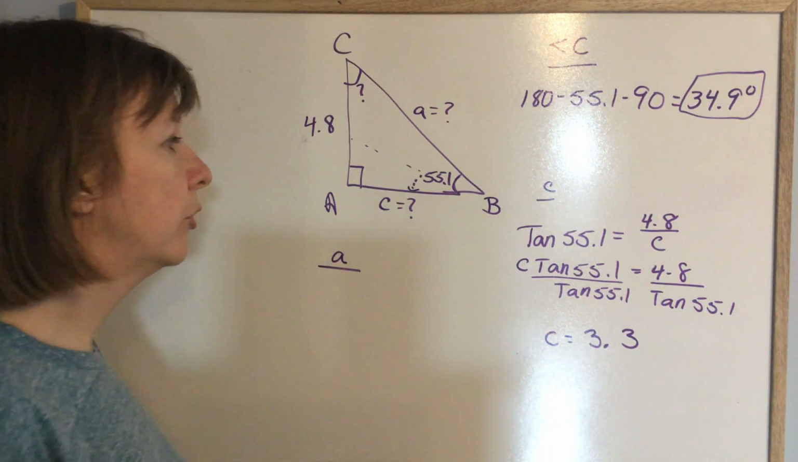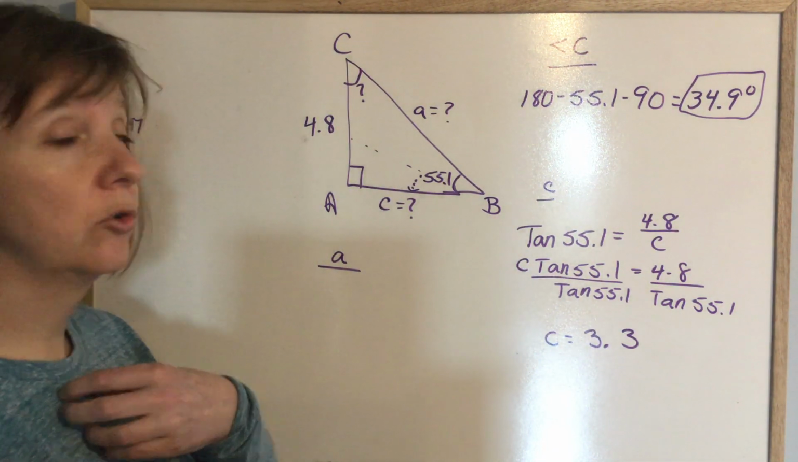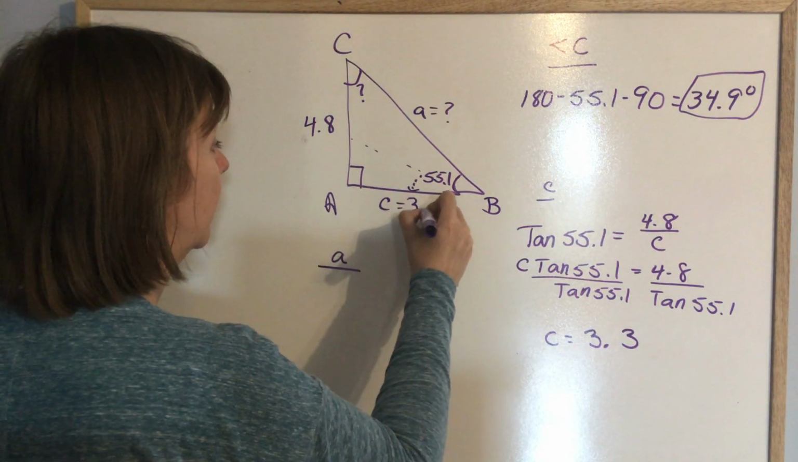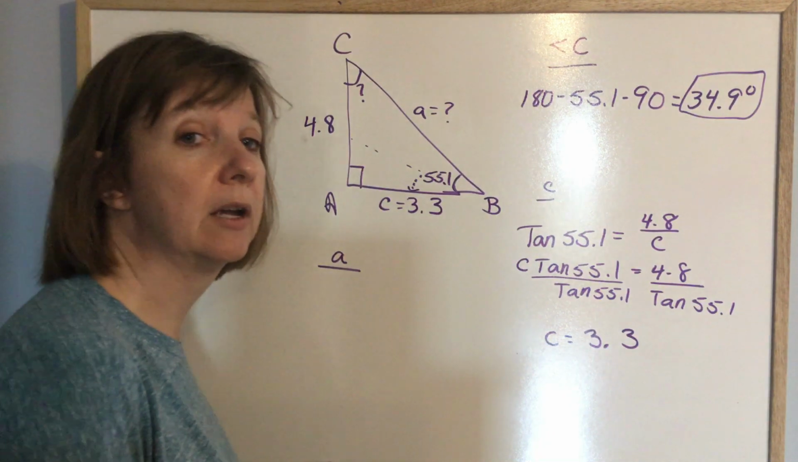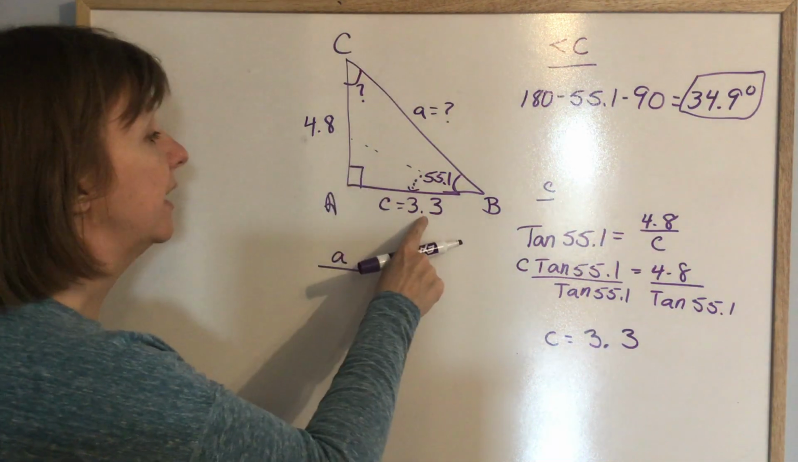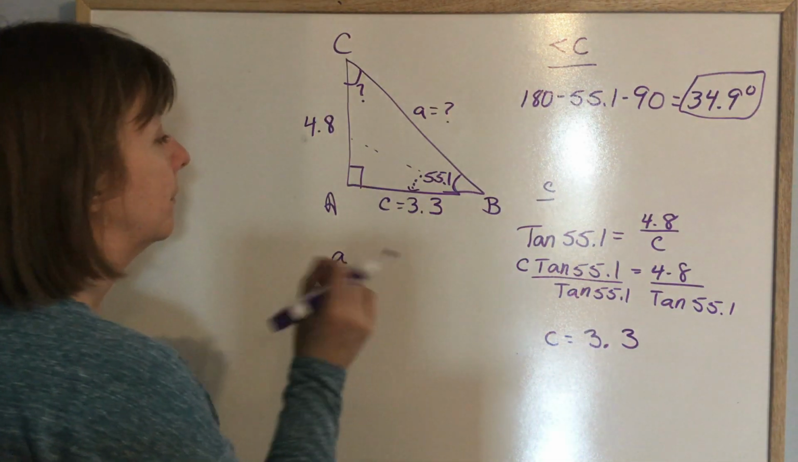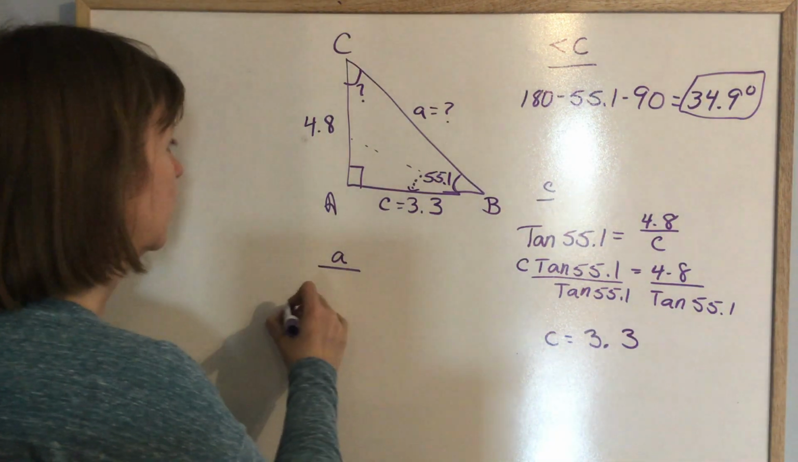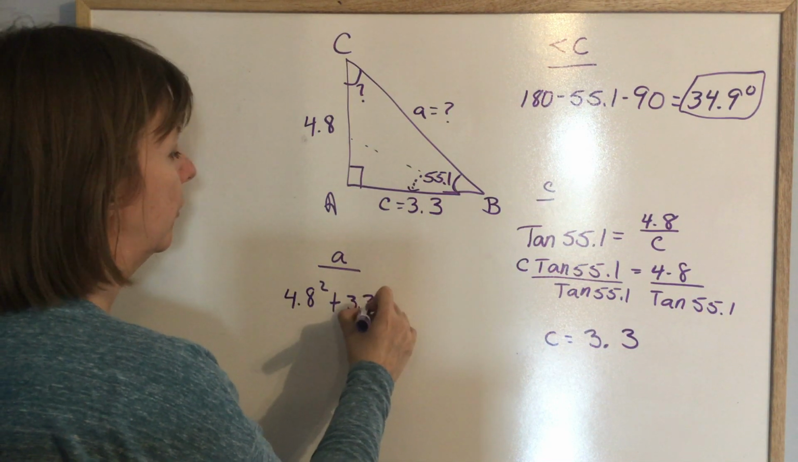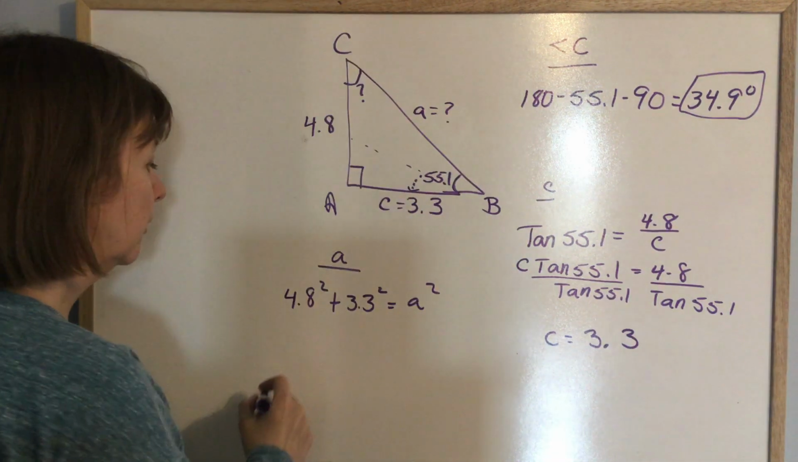Now again, you could use sine or cosine for this. I'm going to trust myself, and I'm going to trust that I got this right. I'm pretty confident I did. It doesn't seem like an unreasonable answer. If that was 4.8 and I got this was 527, I might kind of question that a little bit. But I didn't. I got something that makes sense. So I'm going to do that A is 4.8 squared plus 3.3 squared would equal A squared, right? Because A is my hypotenuse.